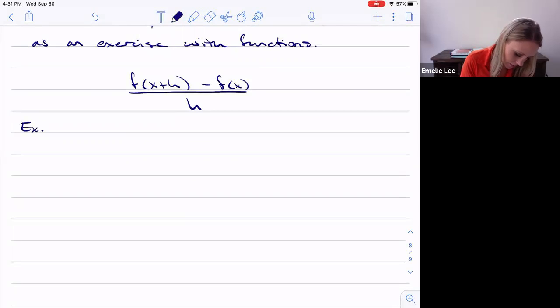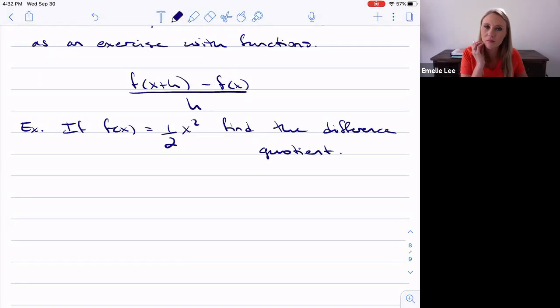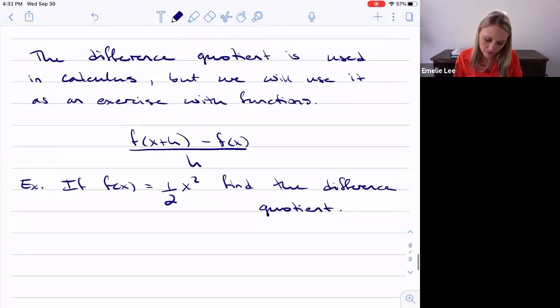So for example, if f of x is 1 over 2x squared, find the difference quotient. Let's see. So I want you to give it a little try.